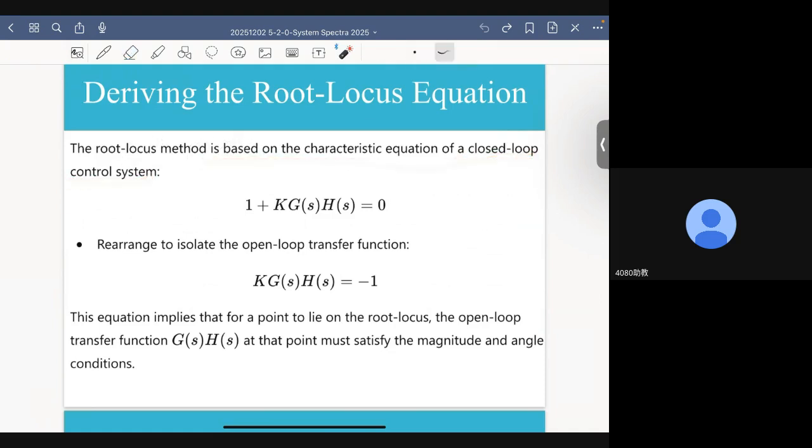All right. So the poles are always the roots of this characteristic equation. So we need to find s to satisfy this characteristic equation. If this equality has to be true, then this has to be true. That is, the product of k and g and h has to be -1.